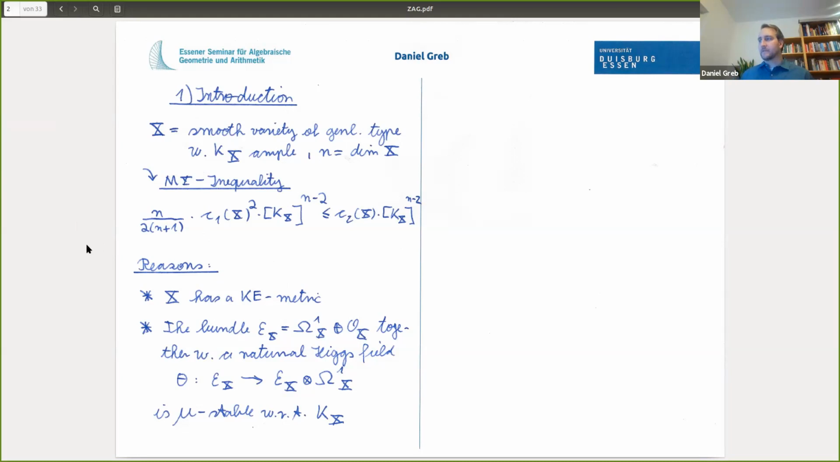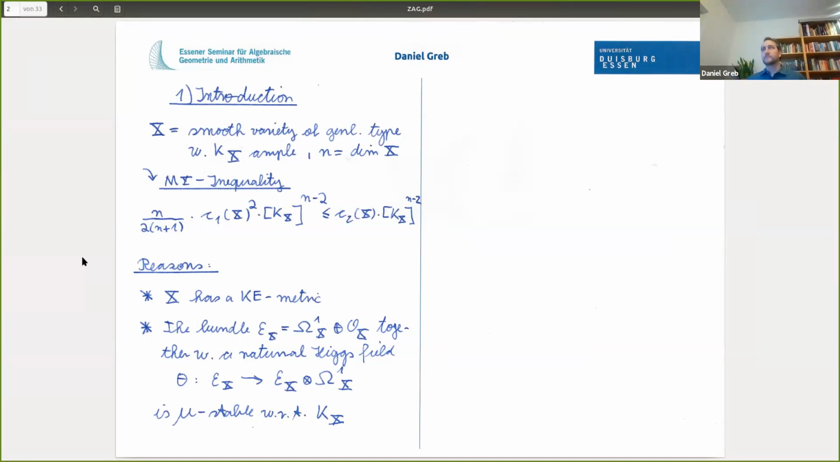And there are a lot of reasons for that, but let me list two of them. The first one is that by the theorem of Kobayashi, this X has a Kähler-Einstein metric. And so you can use that metric in the tangent bundle to compute a representative of c1 and c2. And then the symmetries of the curvature tensor, because it's a Kähler-Einstein metric, allow you to prove a corresponding inequality pointwise on the level of representing forms, and then you get this inequality by integration.